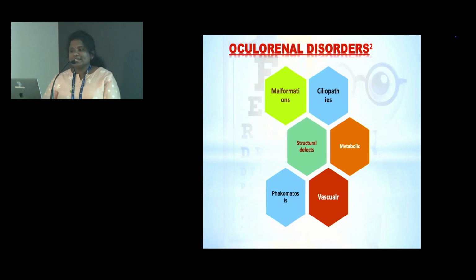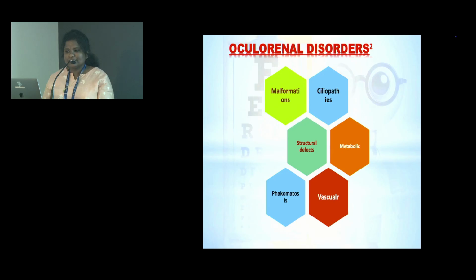So, oculorenal disorders. This includes kidney diseases whose manifestations can involve the eye also. They can be malformations, ciliopathies, structural defects, metabolic, phacomatoses, or vascular. These are certain examples in malformations.